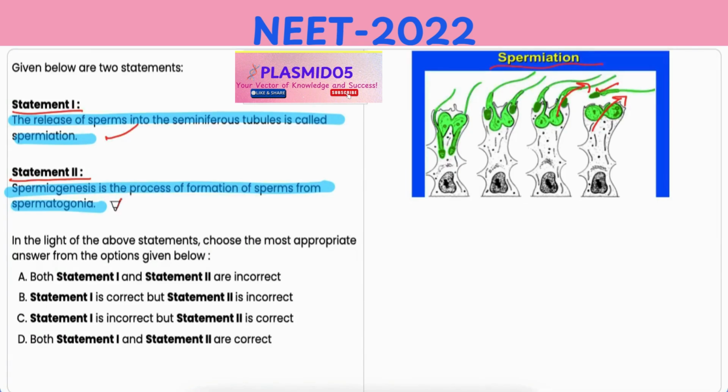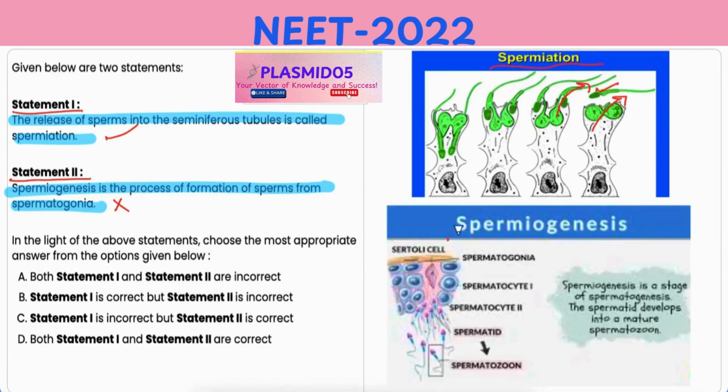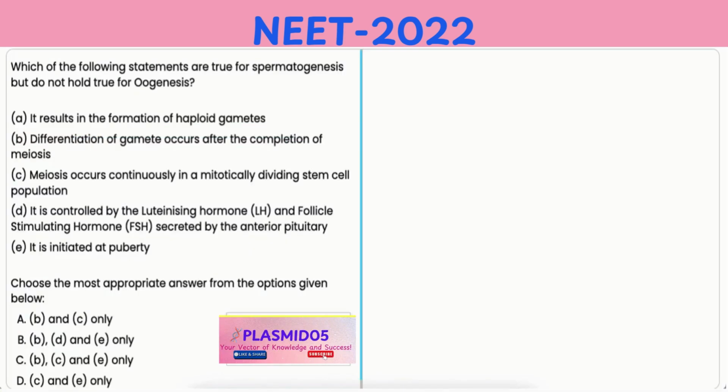It is incorrect. Spermiogenesis is the process of the transformation of spermatids into mature sperms. The process of formation of sperms from spermatogonia is called spermatogenesis and not spermiogenesis. Hence, the correct answer is option B. Options A, C, and D are incorrect as these options include incorrect combinations.